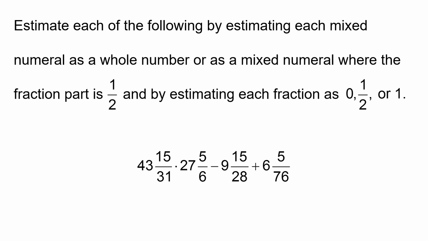Estimate each of the following by estimating each mixed numeral as a whole number or as a mixed numeral where the fraction part is 1/2, and by estimating each fraction as 0, 1/2, or 1. We're given 43 and 15/31 times 27 and 5/6 minus 9 and 15/28 plus 6 and 5/76.